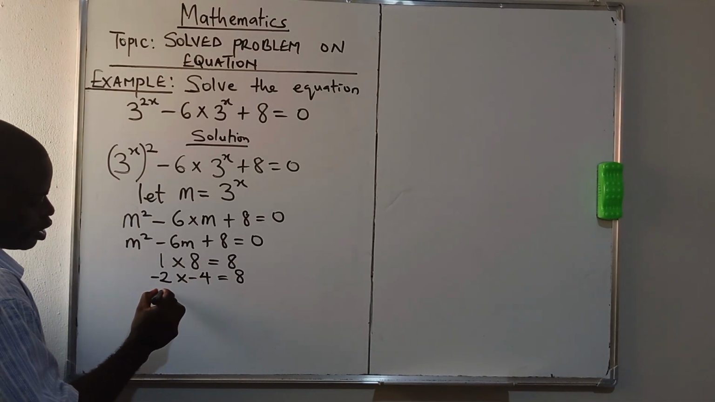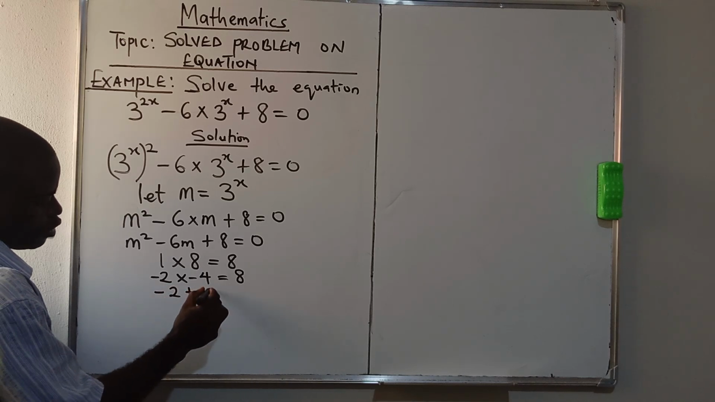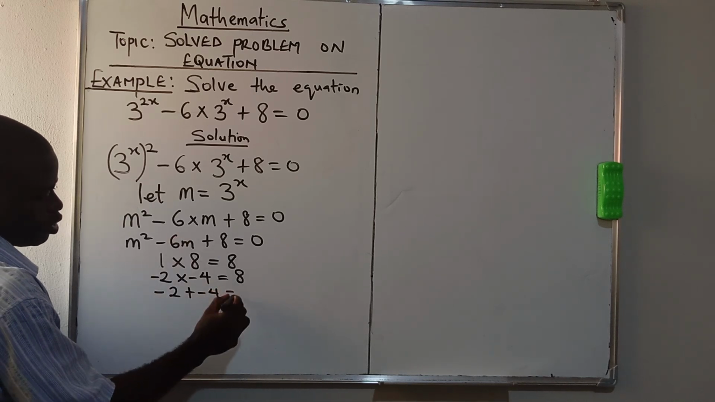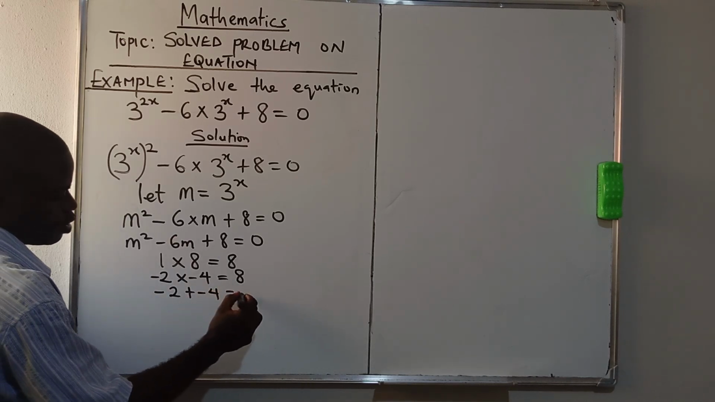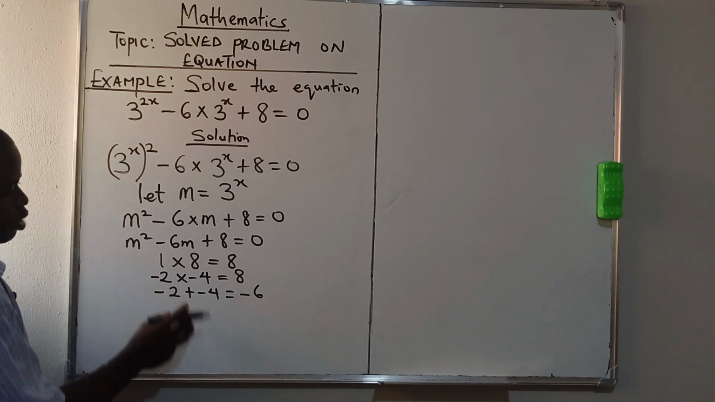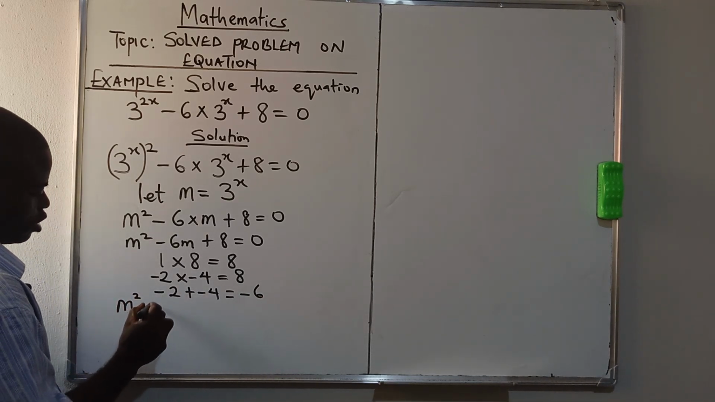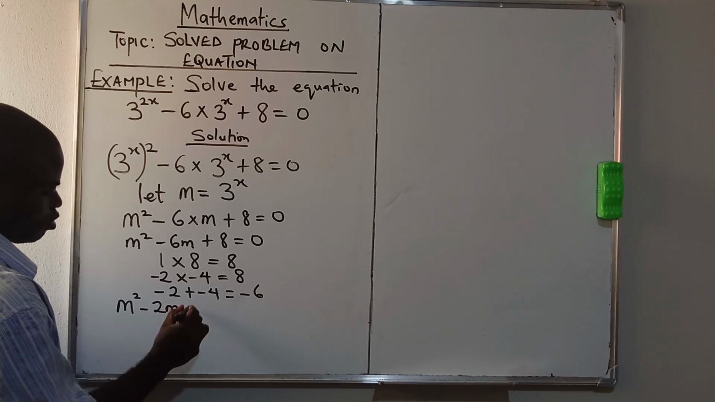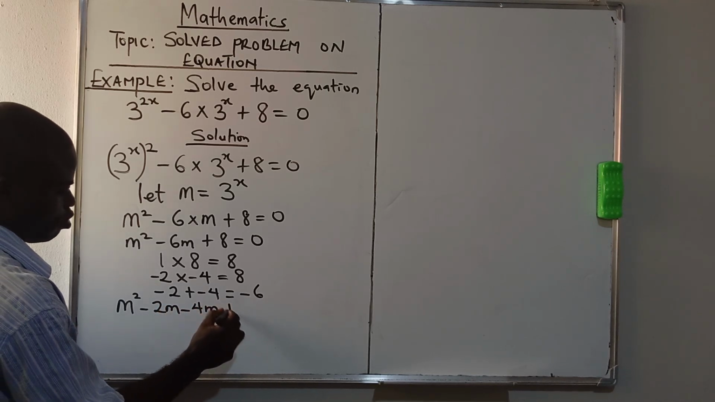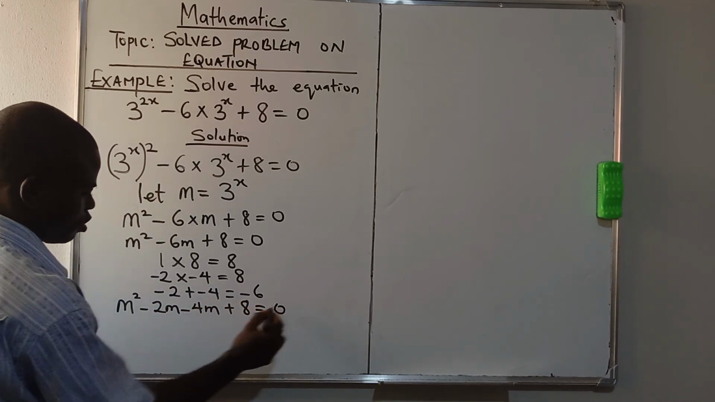Now you must add them at the same time and it must give you what is at the middle. Minus 2 plus minus 4 is minus 6. Now replace it back. m squared minus 2m minus 4m plus 8 equals 0.